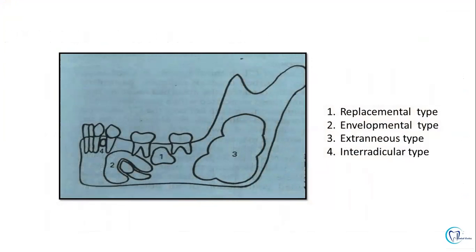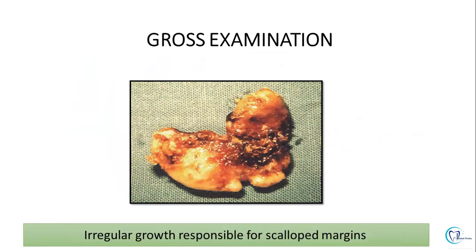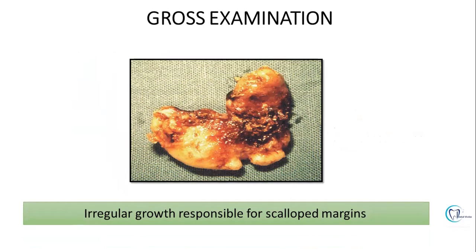Now, when we talk about the radiographic appearance of odontogenic keratocyst, there are different varieties, such as the replacemental variety, in which the cyst replaces the normal tooth; the envelopmental variety, which mimics that of a dentigerous cyst in radiographic appearance, which envelopes the impacted tooth; then the extraneous type, which is away from the tooth; and the interradicular, which is between the two roots. When we see the gross appearance, usually there are irregular margins which show scalloping, and the scalloped margins in the gross specimen are attributed to the irregular growth which is seen in cases of OKCs.